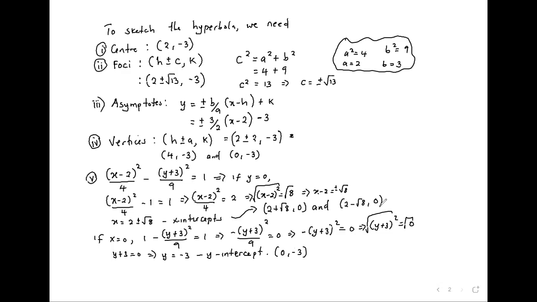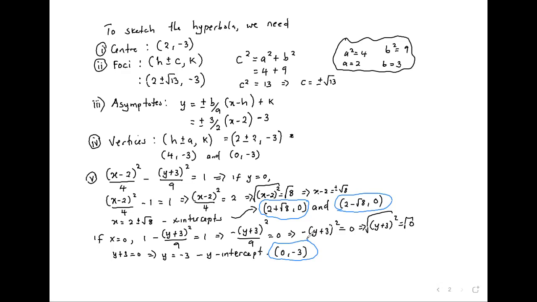So this is the intercept. This is also the intercept. X-intercepts and then y-intercepts. What else do we need to know? We are going to draw those lines as our asymptotes. So maybe you want to be interested to know where they are cutting the intercepts as well.